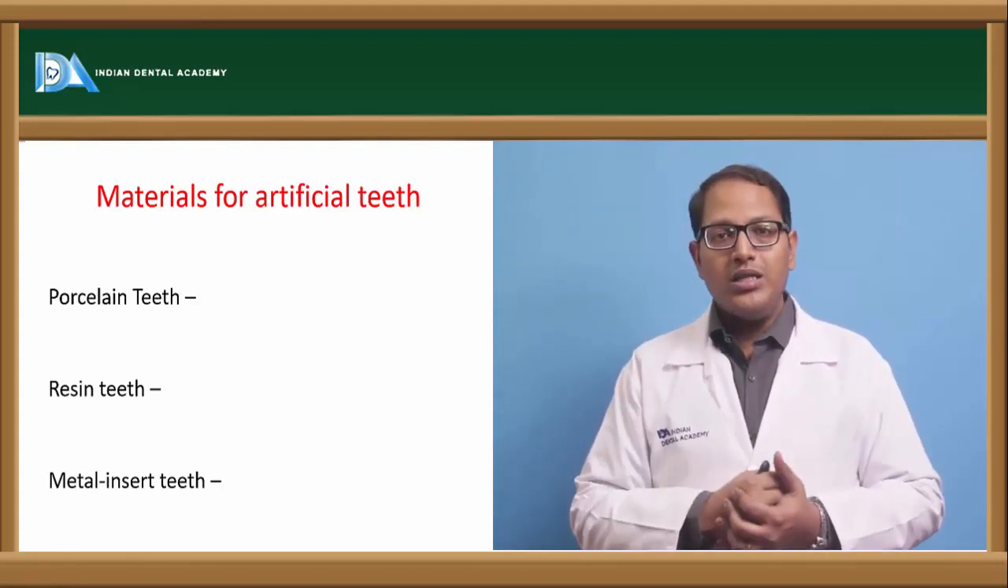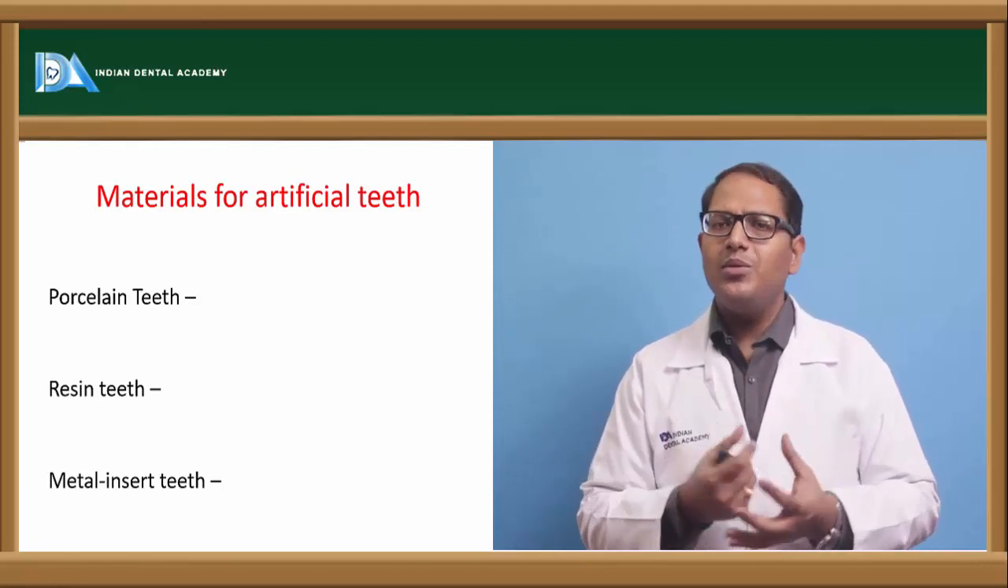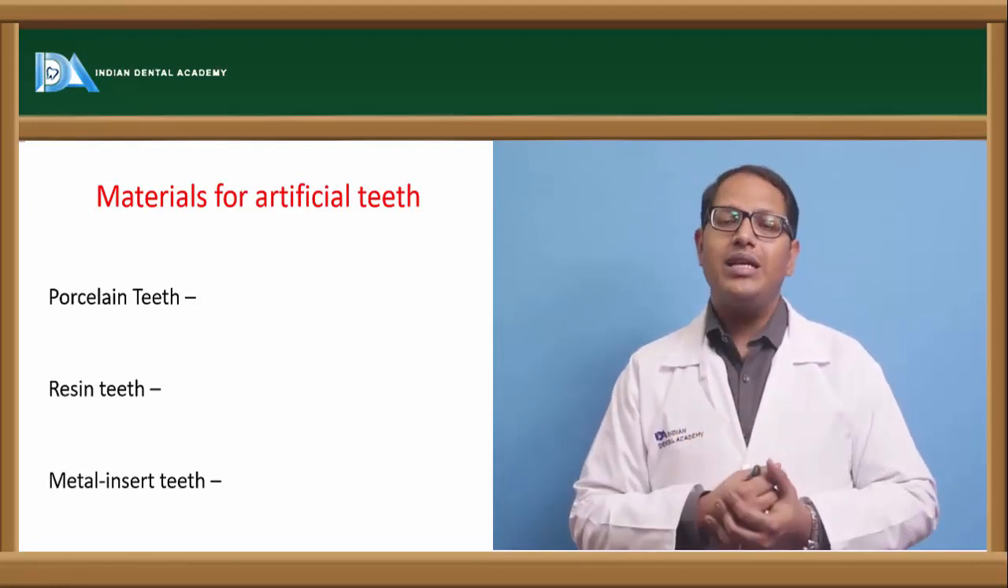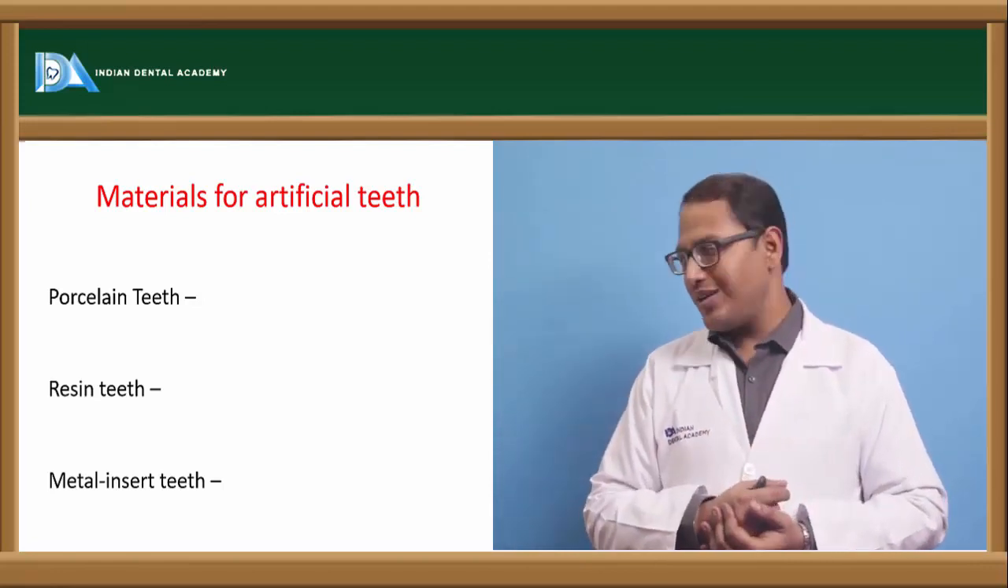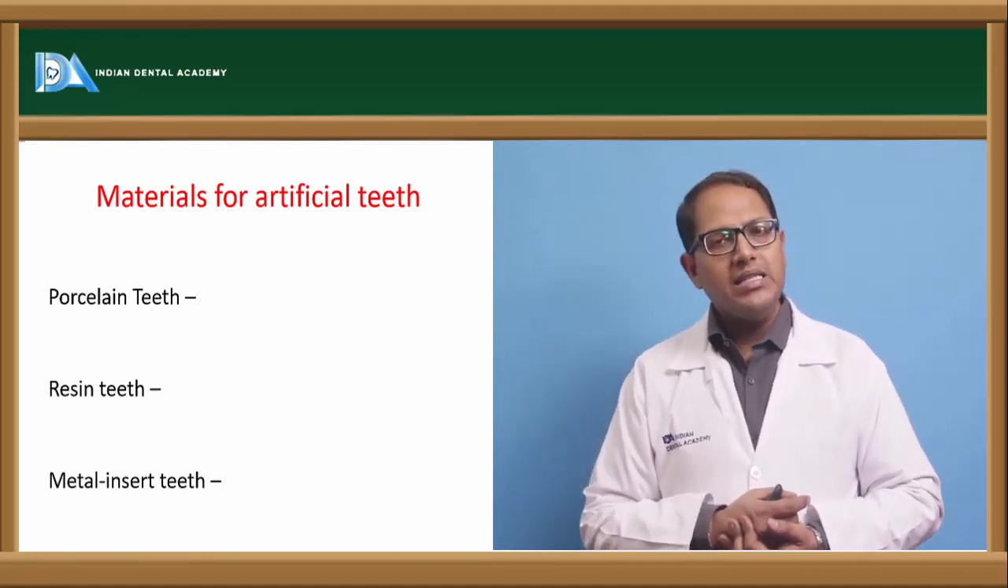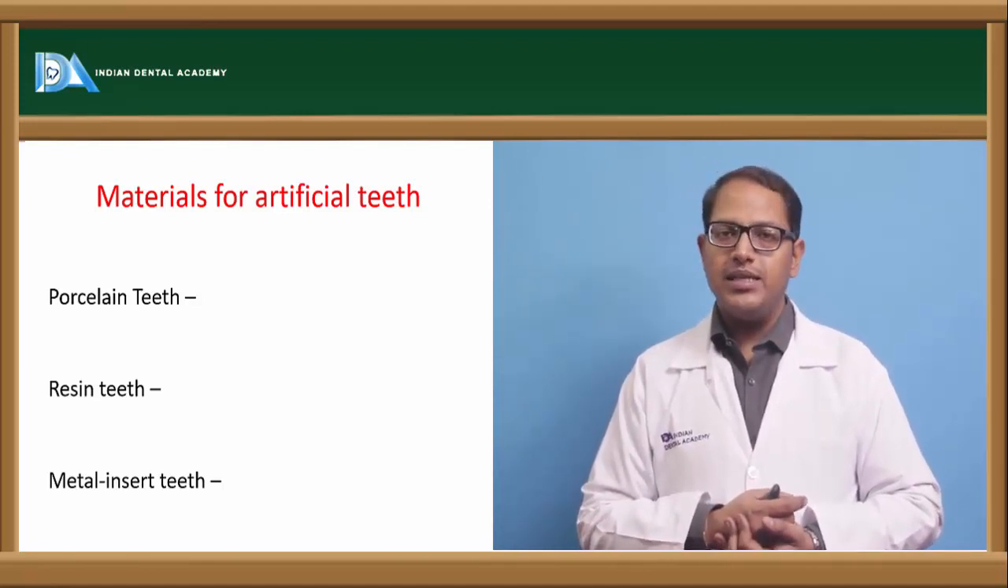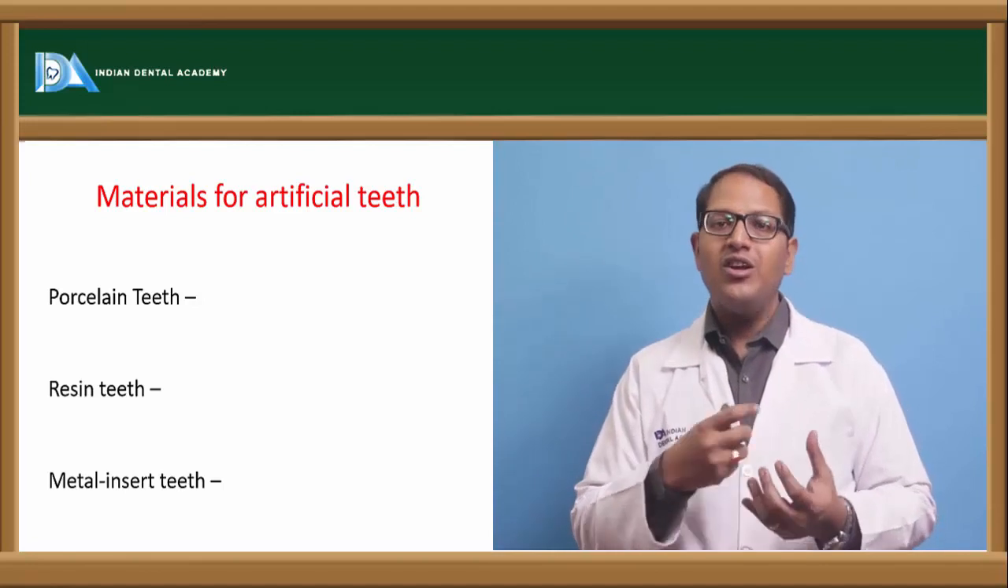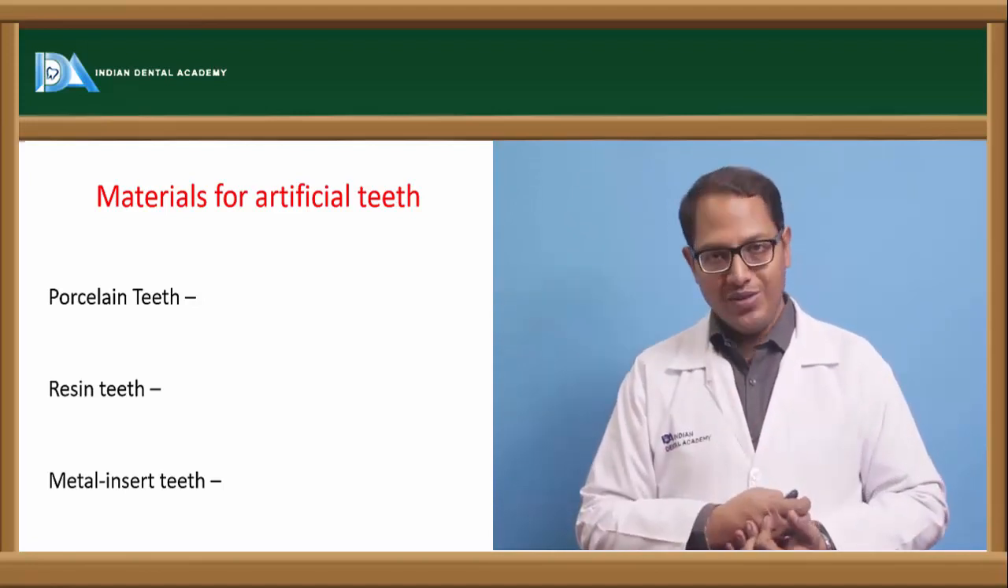But what is the disadvantage? Now those teeth are resin teeth. They get abraded very easily. So that's one of the disadvantages of those kinds of teeth. Metal insert, why do you need to insert a metal inside the teeth? For good retention and also a little more strength to the material.